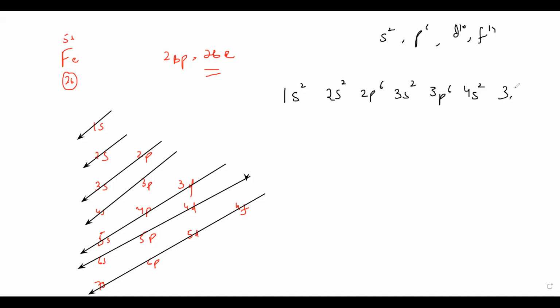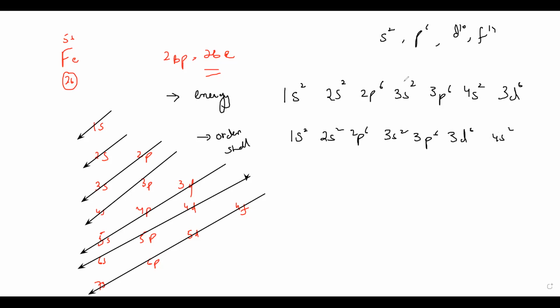Then it will be 3d, but d can maximum have 10, and we are left with only 6, so we will write 3d6. So this is the arrangement in terms of energy, because electron always occupies the orbital with low energy first. But in terms of order of the shell, because first we have the first shell, then second, we will have 1s2, 2s2, 2p6, 3s2. We rearrange this, 3p6. Then in terms of order, 3d will be first and 4s will be afterwards.